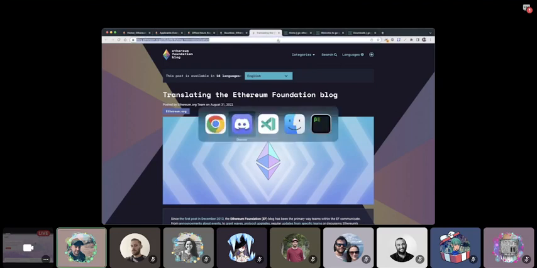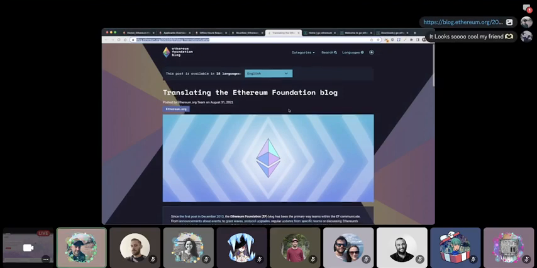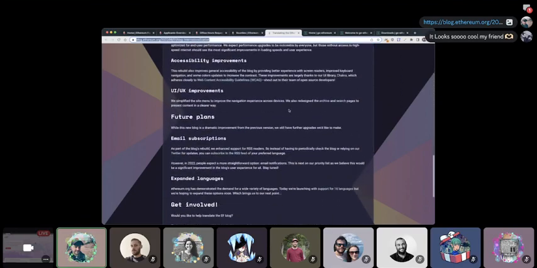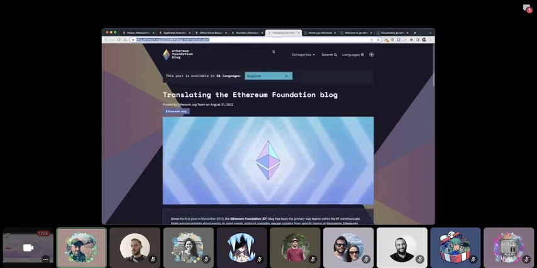We have also worked on some UI and UX improvements. The performance has also improved a lot. And we still have some ideas in the roadmap for some future improvements. I shared a post on Discord if you want to read it in more detail.